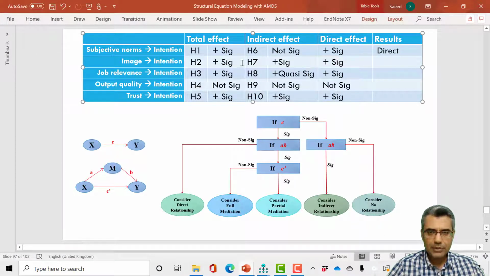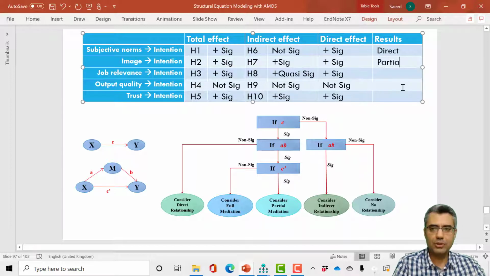Then for image to intention, the total effect is significant. So now we can add the mediators. For the mediators, the indirect effect is significant too. So good. This is significant, and the direct effect, C prime, is significant. So partial mediation. Then we test this: the indirect effect is significant. Excellent. This means we have mediation, but still C prime is significant, so it partially goes through M. This means partial mediation.